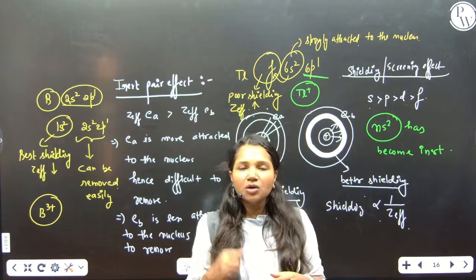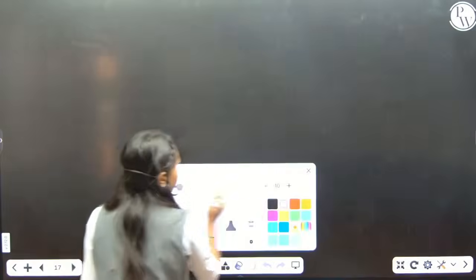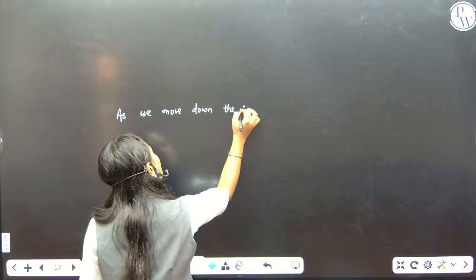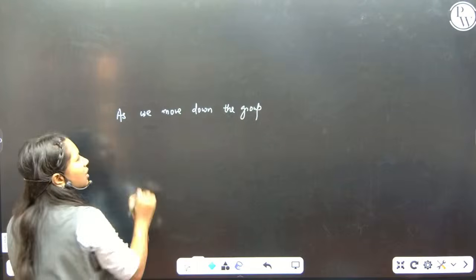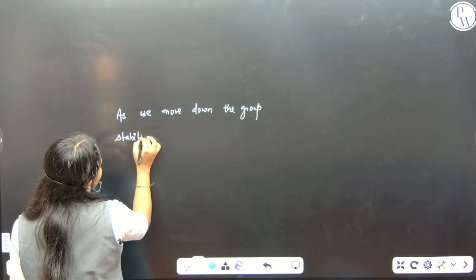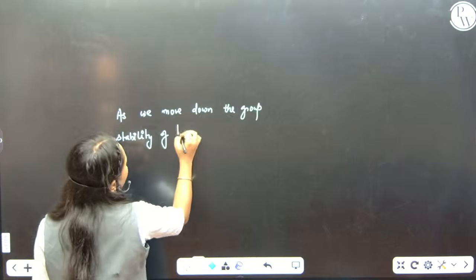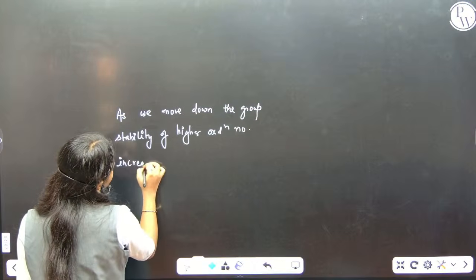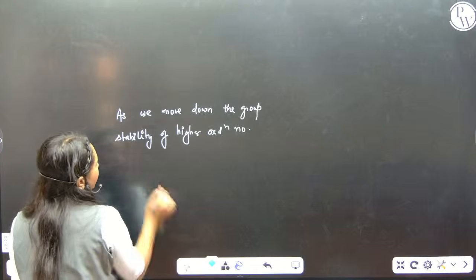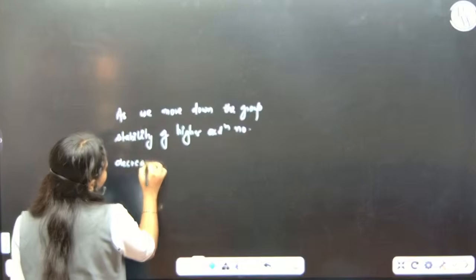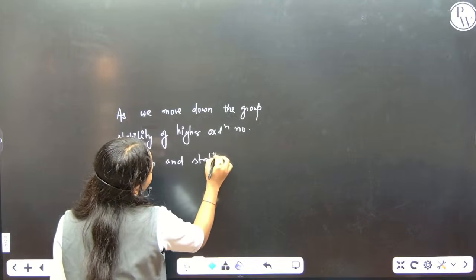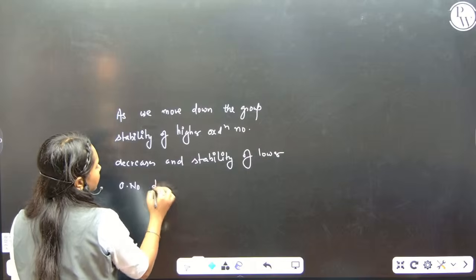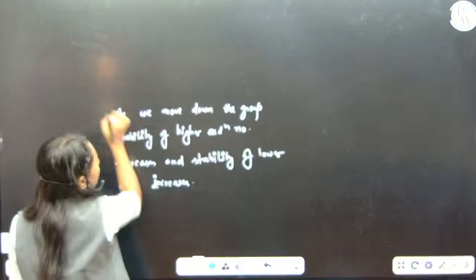What is the application of it? As we move down the group, the stability of higher oxidation number decreases, and the stability of lower oxidation number increases.